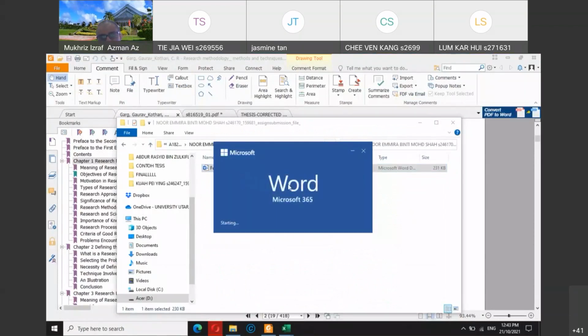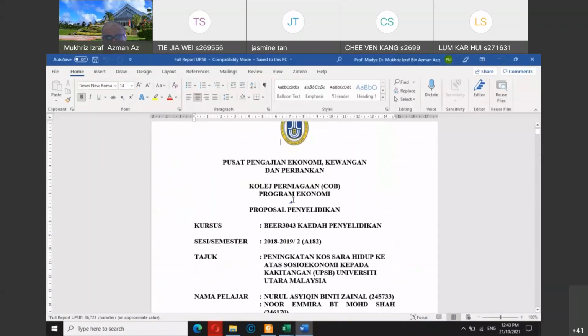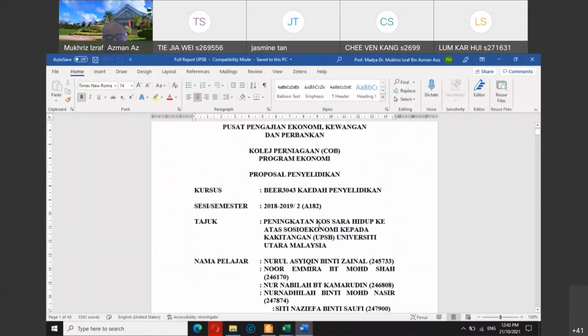And the third one is on the impact of the increase in the cost of living on the support staff of UUM. UPSB stands for the support staff, those who do the cleaning of toilets, cutting the grass, doing the landscape. These support staff earn, I think, below 2,000 ringgit a month. They are the lower income group, who are affected when there is an increase in the cost of living, increasing prices and whatnot.